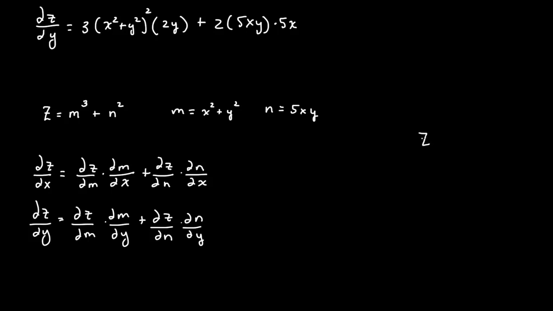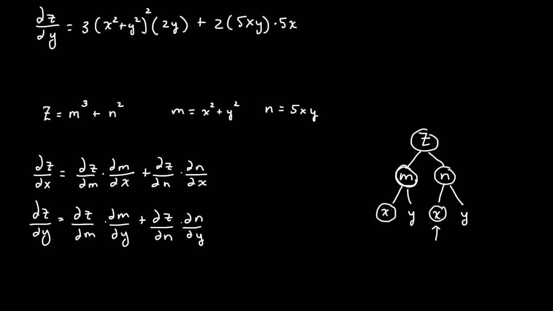Oftentimes we draw a tree diagram for these. So we say z is the function, and we kind of work through or pass through these fabricated m and n functions, but m is a function of x and y, and n is also a function of x and y. So we do the partial derivative of z with respect to m, and then the partial derivative of m with respect to x, but there's another way to get to x, so we have to pass through n to get to x also. And so this here is considered the chain rule for partial derivatives.